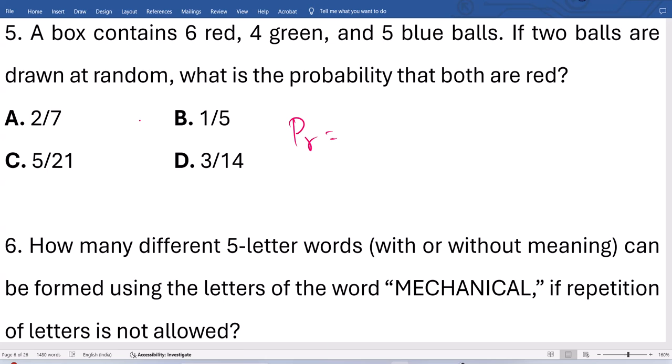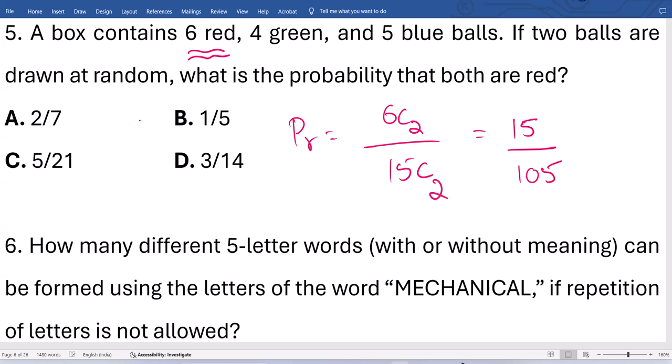Red is there. See, probability is favorable out of total. Total is 15 C2. 6 red, 4 green, 5 blue. 15 C2. What about favorable? We have to draw two balls, both red. 6 C2. So 6 into 5 divided by 2, which is nothing but 15. 15 C2 is 15 into 14 divided by 2, 105. 1 by 7 it is. Okay, let me check once. 6 into 5, yeah. 15 into 4, so 3.